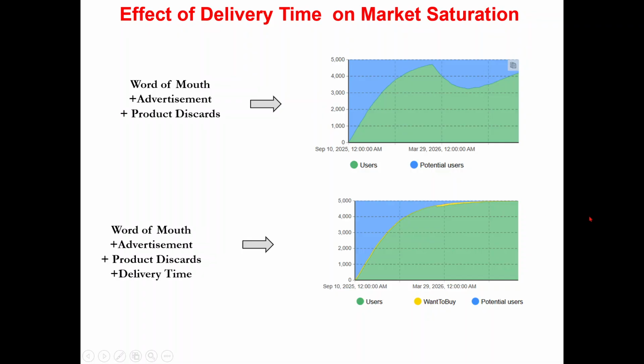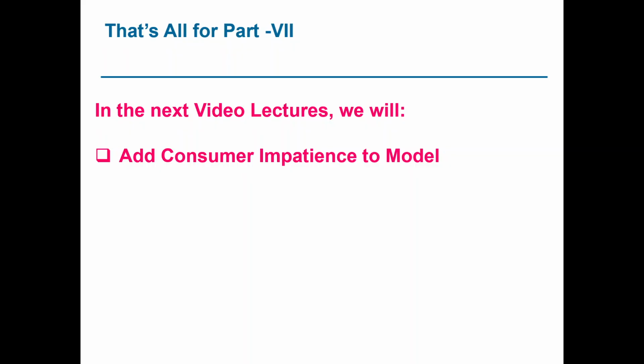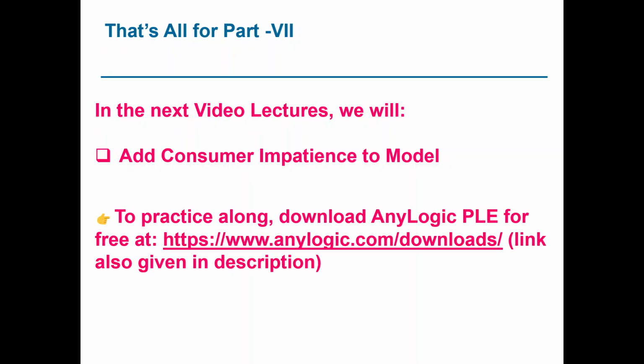So that's all for this lecture. In this part we discussed how the delivery time can be added to the model. Now another very important aspect is the consumer impatience. That is, if the delivery time gets more than the expected time, the consumer might get impatient, and then they might drop the idea of purchasing the product. So we'll discuss this aspect in the next video. Till then, stay tuned. Bye.